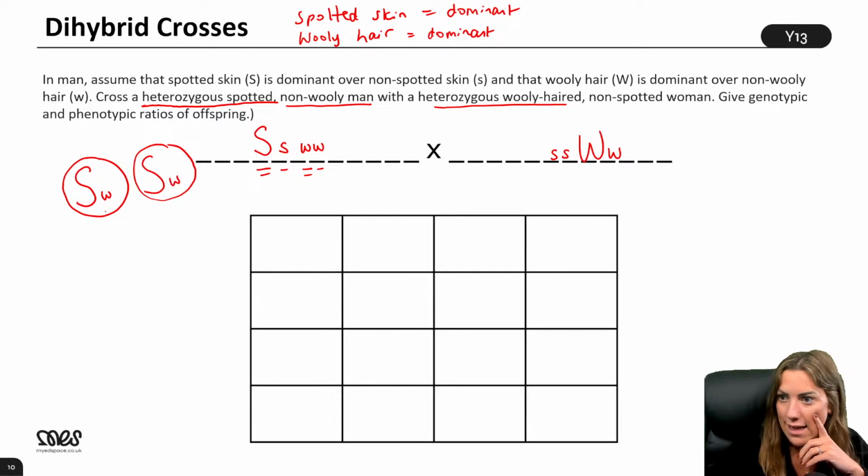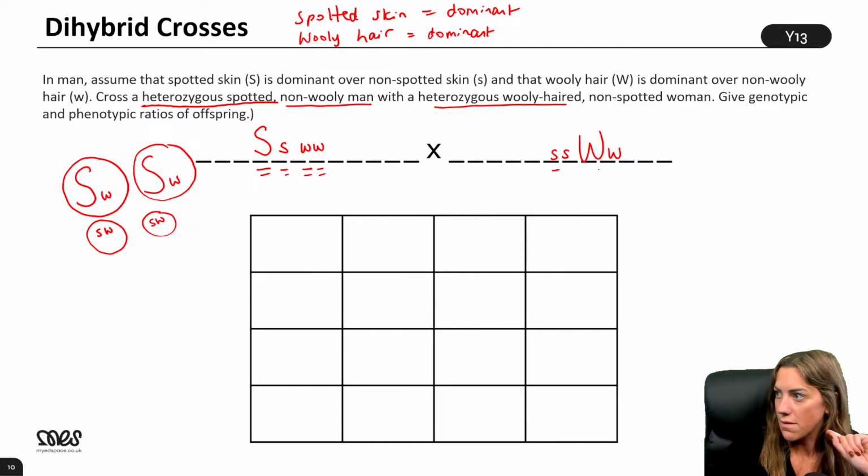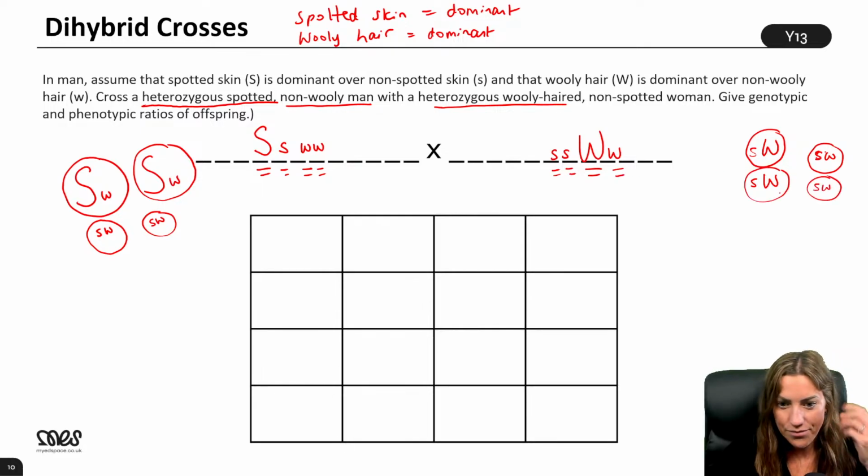This allele could go with this allele, or this allele could go with this allele. They're exactly the same, but I'm going to write it just so you can see. Good. Do the same on the other side for me, guys. So this allele could go with this allele, or this allele could go with this allele. This allele could go with this allele. That's exactly the same. Or this allele could go with this allele. That's exactly the same. Okay.